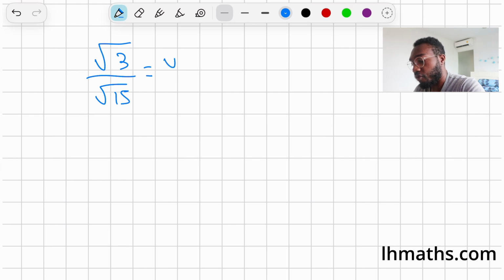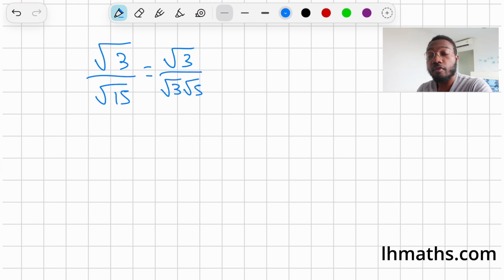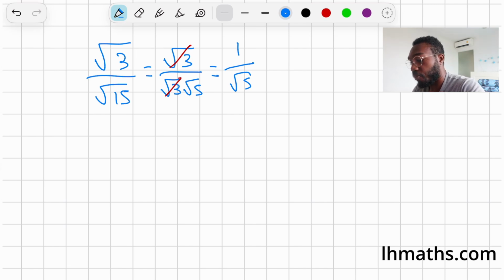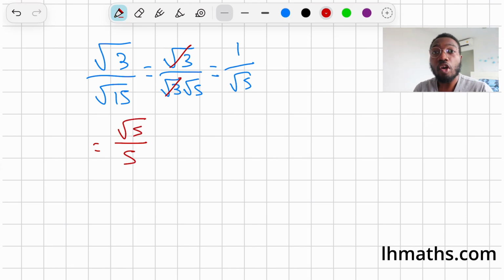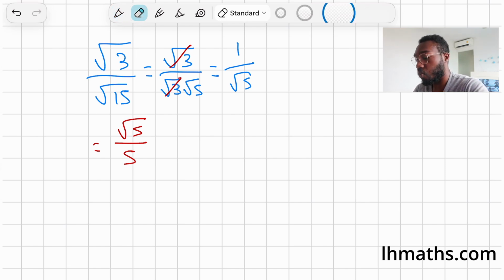So we have a root 3, and that square root of 15 can actually simplify down to root 3 times root 5. And then if you simplify that down even more, the square root of 3's cancel out. So you're left with 1 over root 5. And now we can just rationalize the 1 over root 5. And if you saw from our previous question, you'll know that 1 over root 5 would just rationalize into root 5 over 5.